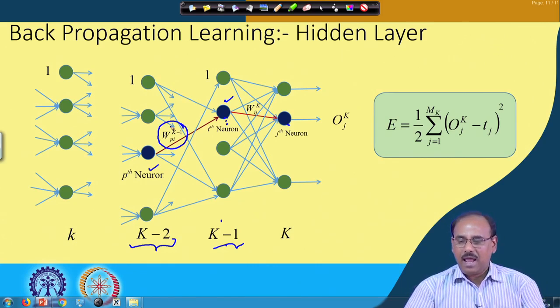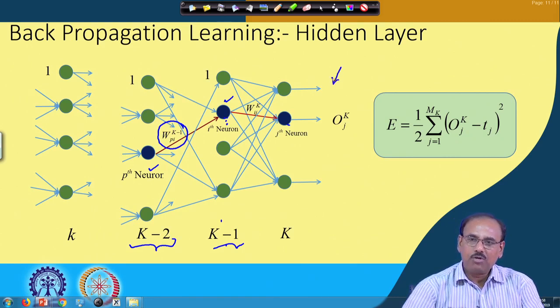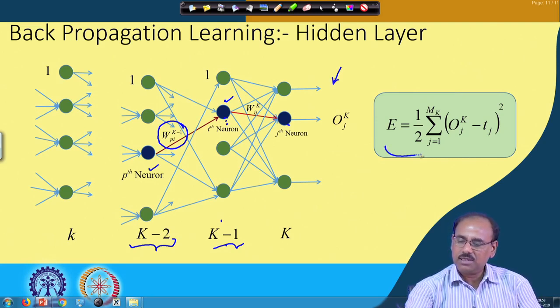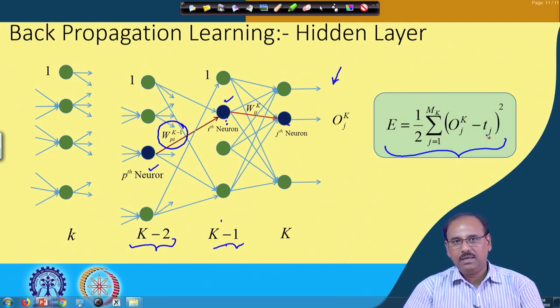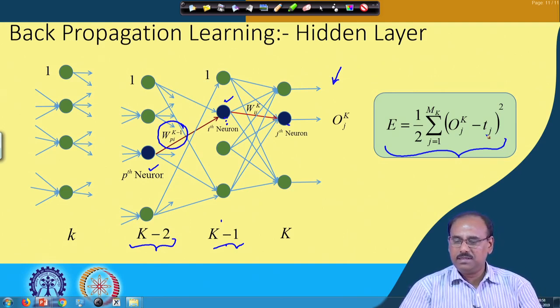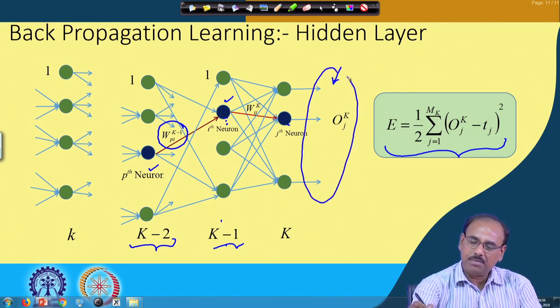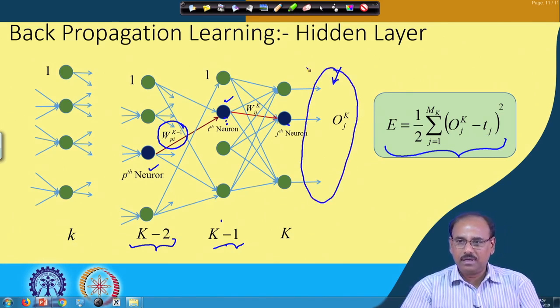But you remember, as we just said, that I can compute the error only at the output layer. I cannot compute the error in any of the hidden layers. So, my error function or the loss function is still given by E equals half times the sum of (Ojk minus Tj) squared, j varying from 1 to mk. That is the output that I am computing, the error that I am computing at the output of the output layer. So, this is still my error function.